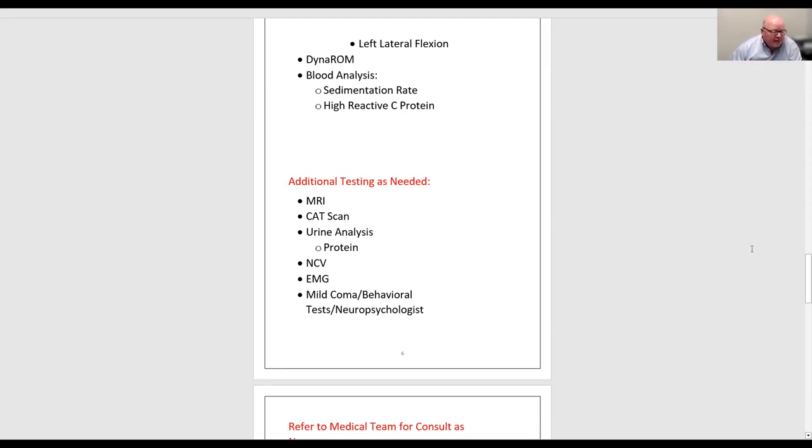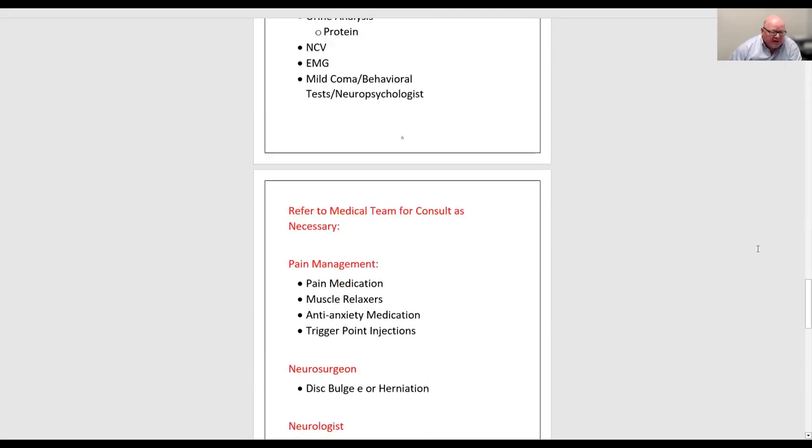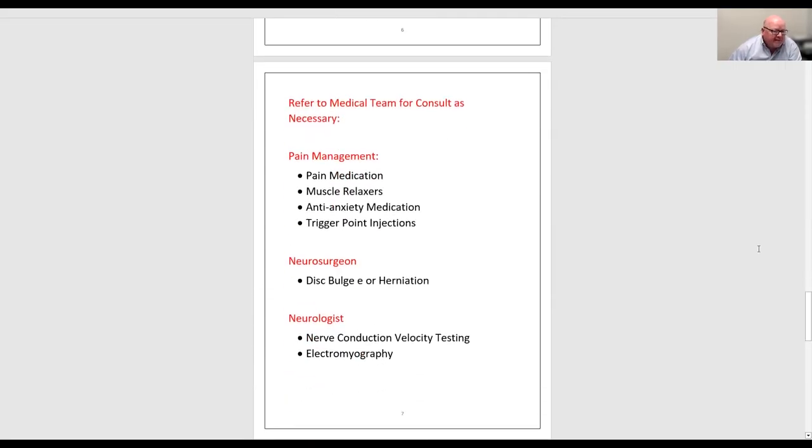We will do it for mild coma. Remember, we will not find positive findings on a CAT scan or MRI. We'll find them with behavioral tests through a neuropsychologist. And then this is the medical team that we're going to use. So we have a referring team.